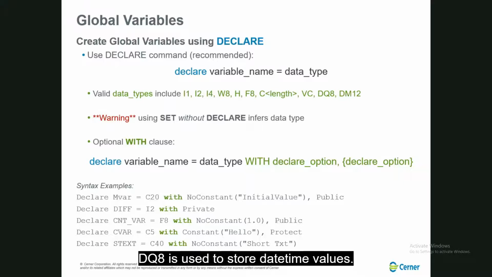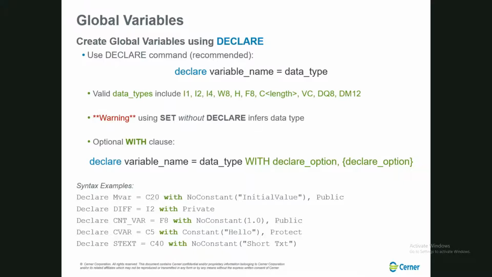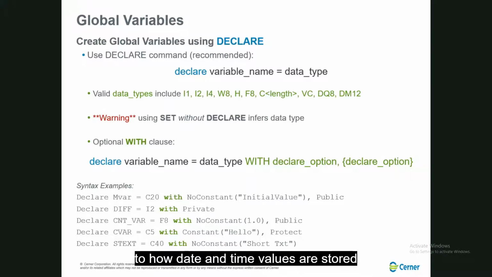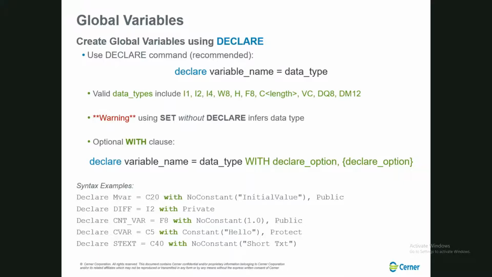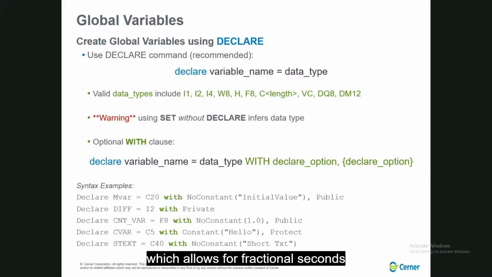DQ8 is used to store date-time values. This data type is comparable to how date and time values are stored in the database for fields that end in DT under TM. DM12 is a 12-byte value for storing a timestamp, which allows for fractional seconds for a greater degree of precision than the DQ8 allows for.